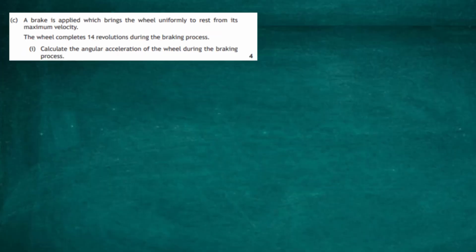Part C. A brake is applied which brings the wheel uniformly to rest from its maximum velocity. The wheel completes 14 revolutions during the braking process. And for 4 marks we have to calculate the angular acceleration of the wheel during the braking process. Now let's draw attention to this idea of uniformly to rest. That just means that the angular acceleration will be constant, it will not change.